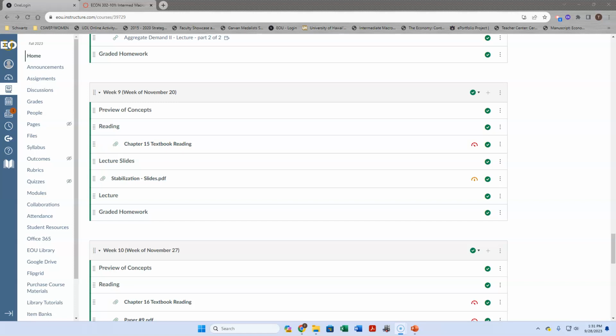In week 9, we turn to chapter 15, which deals with stabilization. So here's the idea now, as we're getting into kind of the closing weeks of this class, is that now that we have an understanding of the data that we have, and we have an understanding of how the economy is working through the aggregate demand and aggregate supply curve, then what we need to do is talk about the extent to which and how we should intervene in the economy.